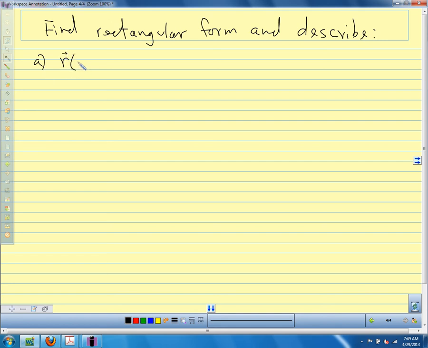R of u and v, our parametric surface, is ui plus vj plus v over 2 k. So what relationship do we see here between our components? What's that? z equals v over 2. So in terms of x's and y's, z equals y over 2. So if I rewrite this, I can say y equals 2z, or y minus 2z equals 0.